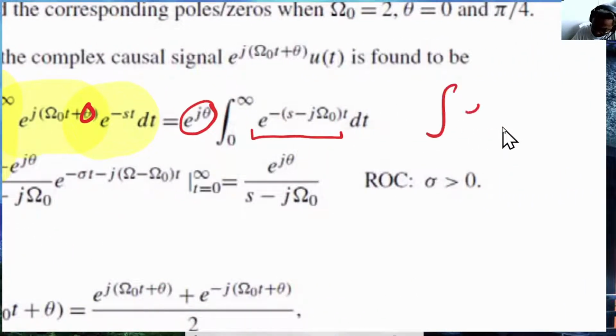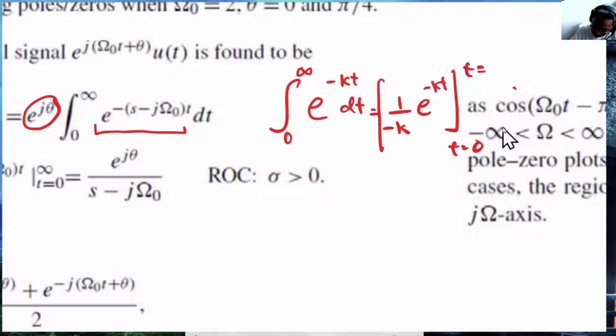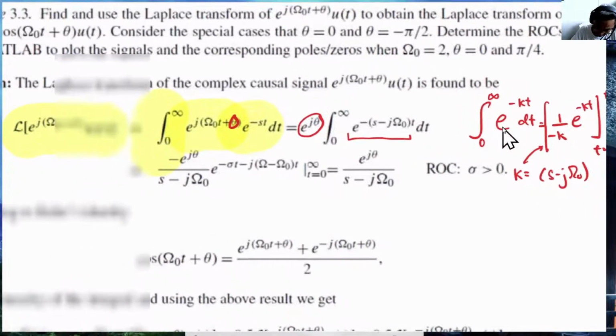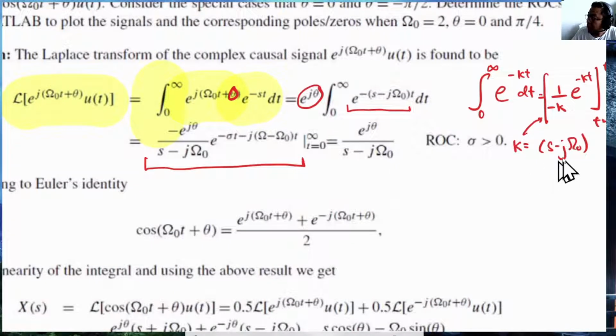Let us remind ourselves, the integral of e^(-kt) dt from 0 to infinity is simply 1 over minus k times e^(-kt), with t from 0 to infinity. So now we know that our k is simply s minus j omega naught, and if you substitute that above here, you will get this expression.